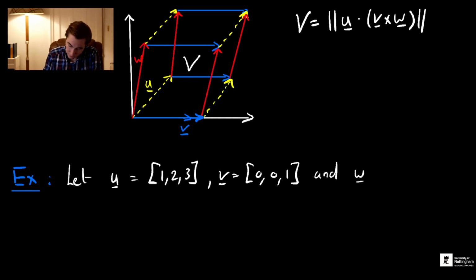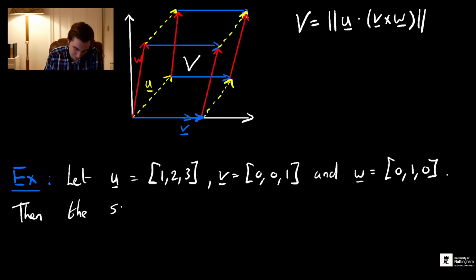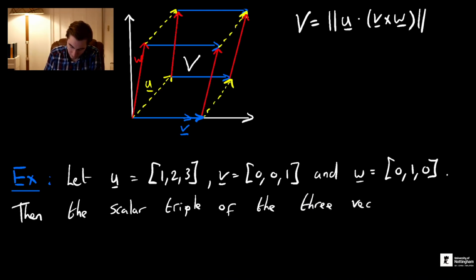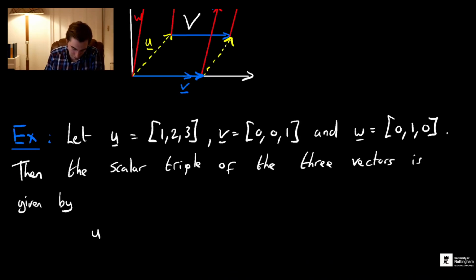And W is the vector 0, 1, 0. Then the scalar triple product, or alternatively we could say the volume of the parallelepiped spanned by U, V, and W. So the scalar triple product of the three vectors is given by the following. It's going to be written as U dot V cross W.